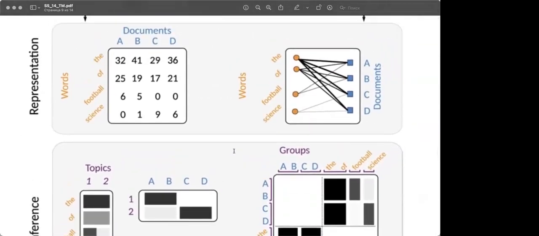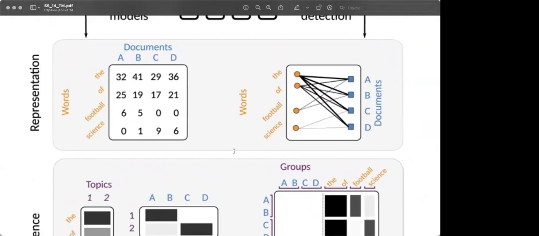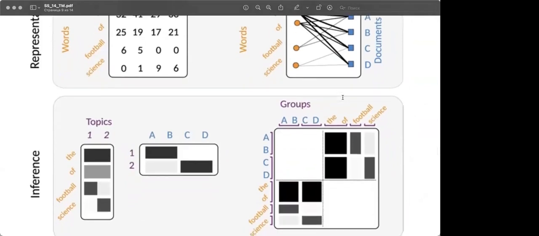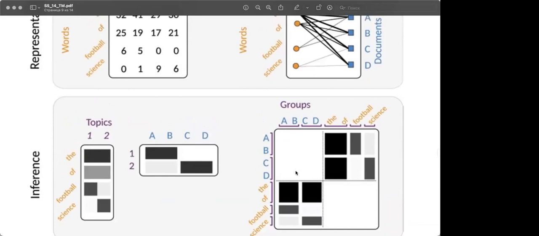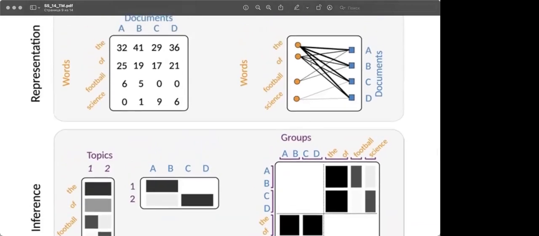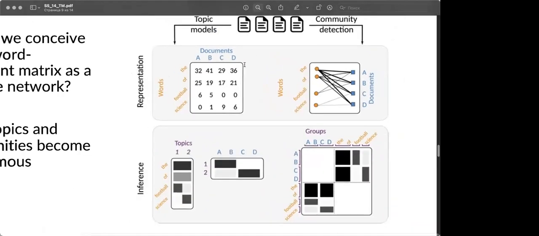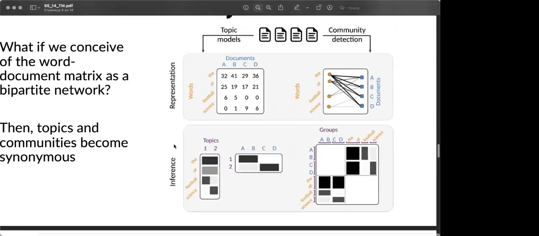The same result is achieved by representing this matrix as a bipartite network, where we have two different types of vertices: on the one hand the words, and on the other hand the documents. We may arrange the groups in the same manner. Again, we see the semantically unimportant the and of, but we also see those small communities: on the one hand the documents that are connected with football, and on the other hand the documents that are connected with science.